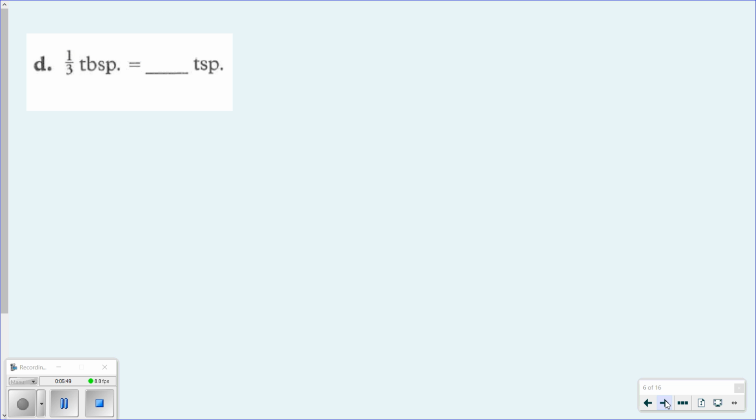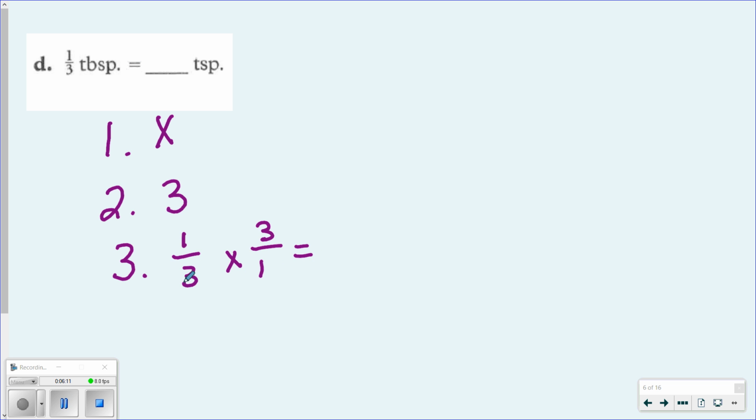So let's look at letter D. Alright, so set it up. We know that tablespoons are bigger than teaspoons, so that's multiply. And we know there are 3 teaspoons in a tablespoon. So set up our multiplication problem. Put your 3 over 1. We can cross cancel. We end up with 1 over 1 again, which is just 1. Okay?